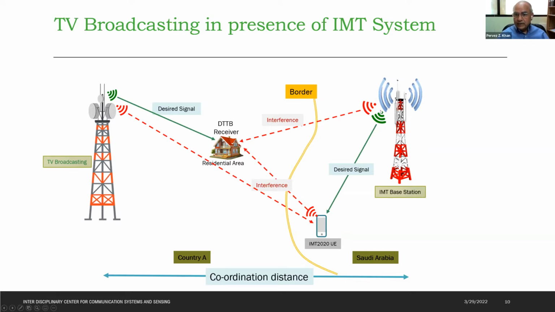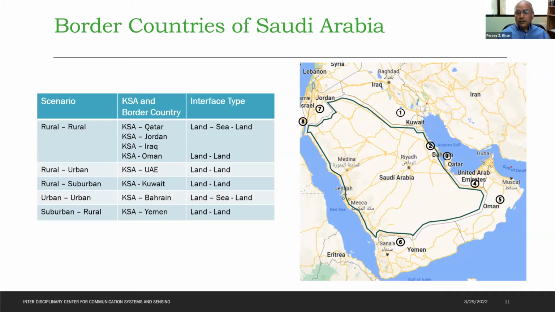Here, as a case, I have shown you one, but there may be several transmitters working in a network. The same scenario is repeated for the entire kingdom. So we need to find the distance from the border. If you see Kuwait, the border of Kuwait is here. So there should be a certain distance, and then you can deploy the IMT systems here.